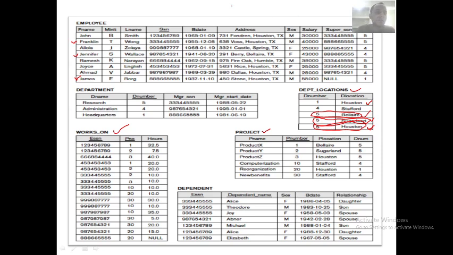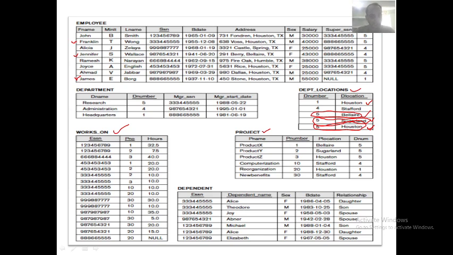3334455, who is that? It is Franklin. Franklin is the department head. Got it? See how these tables are related now. We have the relationship among these tables. Similarly, project Y will be there.